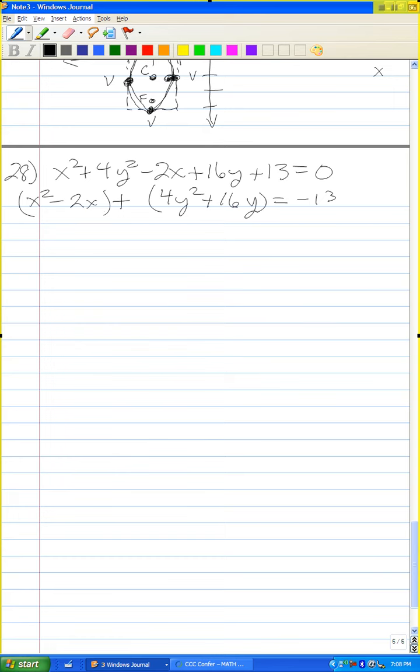And so I have here x squared minus 2x plus, factor out a 4, 4 times y squared plus 4y equals negative 13. Complete the square. Negative 2 divided by 2, negative 1 squared is 1. Add 1 to both sides of your equation.